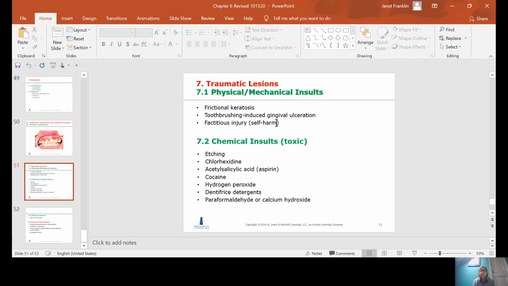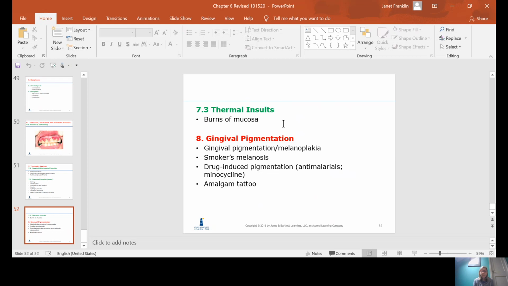Another example, the self-harm. Other traumatic lesions that patients get that are really common are pizza burns or hot coffee or some kind of burn that food or drink that causes the tissue to die off and peel. And then you've got thermal insults. So that should be up in here. Sorry, you've got your burns of your mucosa.